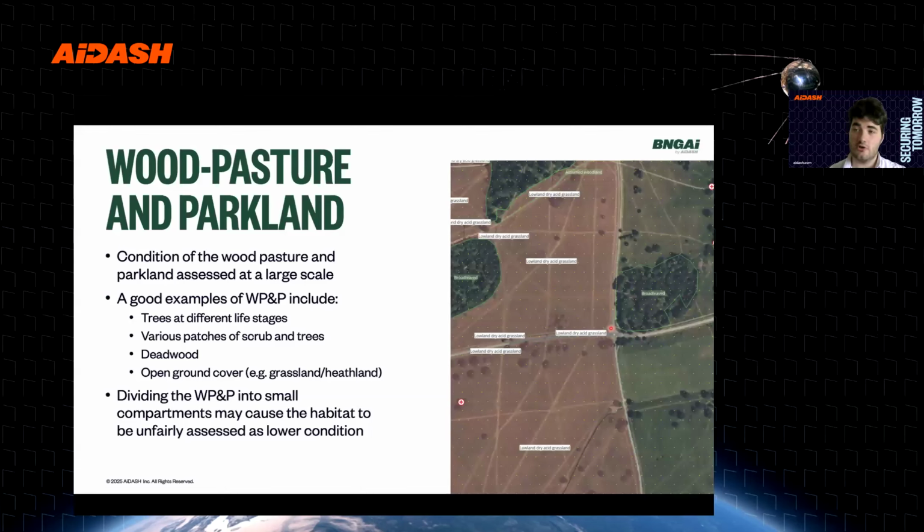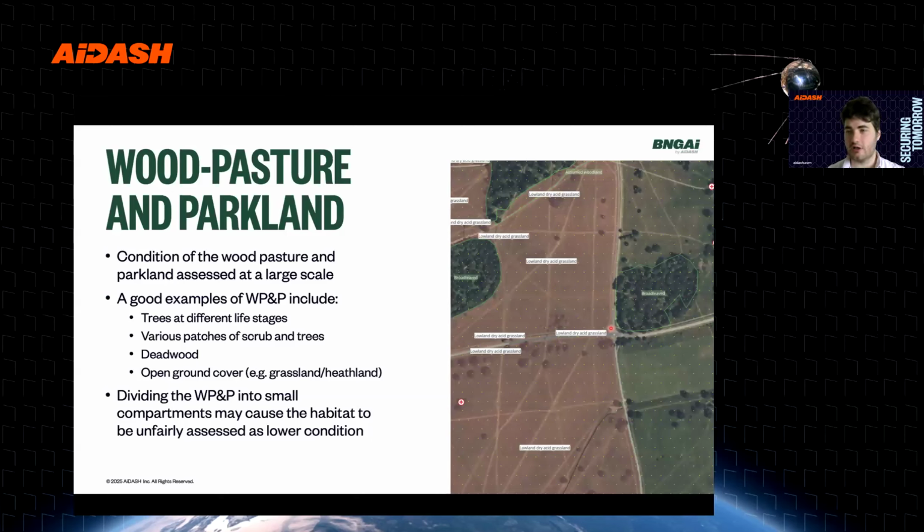So yeah, and as we said before, the condition of the wood pasture is assessed at a very large scale. To reach good condition, it's going to have things like trees at different life stages, multiple patches of scrub, multiple patches of trees or woodland, deadwood, and open ground cover, which could include grassland or heathland. And bracken, obviously. So if you've got a very small compartment, say just this section of woodland, that's not going to be big enough to meet all the condition criteria questions at the spatial scales at which wood pasture and parkland operates.